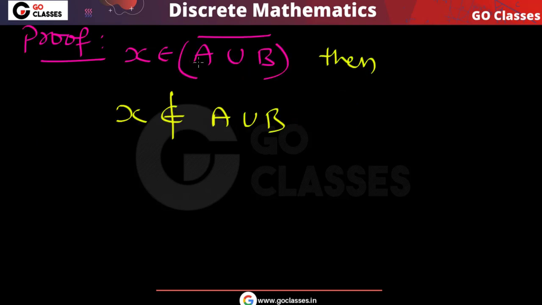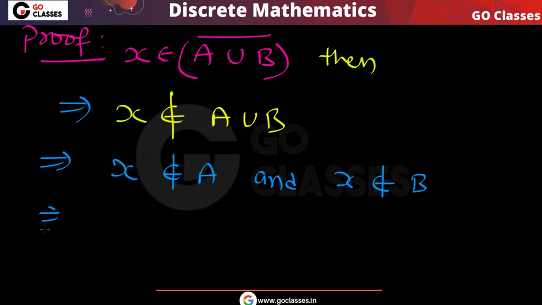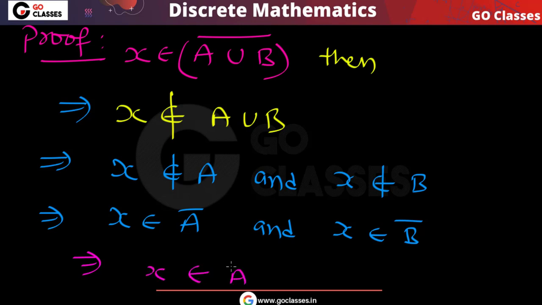So if x belongs to (A union B) complement, it means x does not belong to A union B. That simply means x does not belong to A and x does not belong to B. Now, x does not belong to A means x belongs to A bar, and x does not belong to B means x belongs to B bar. So x is common in A bar and B bar, so I can say x belongs to A bar intersection B bar.